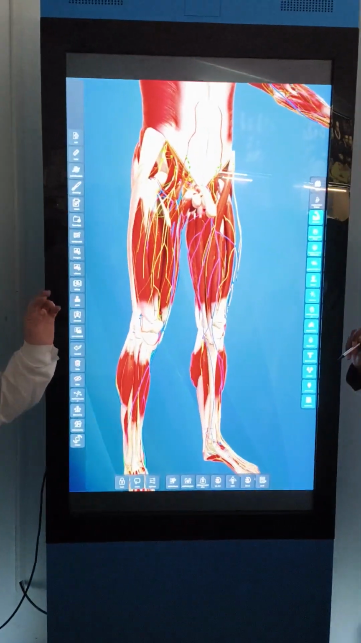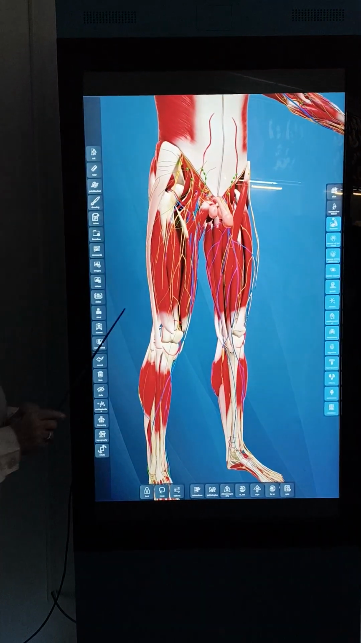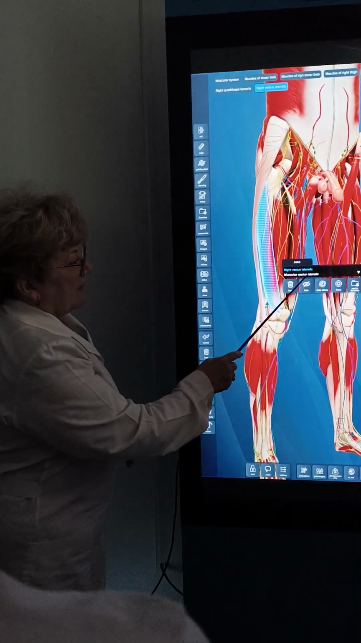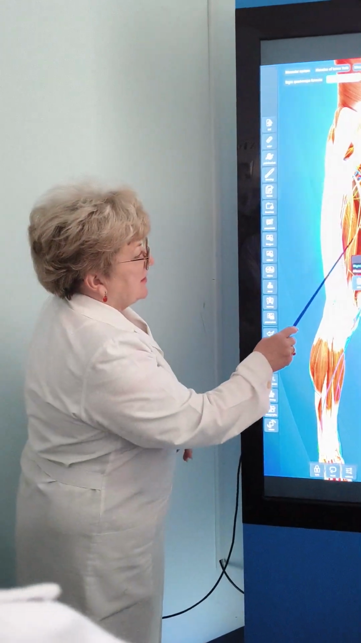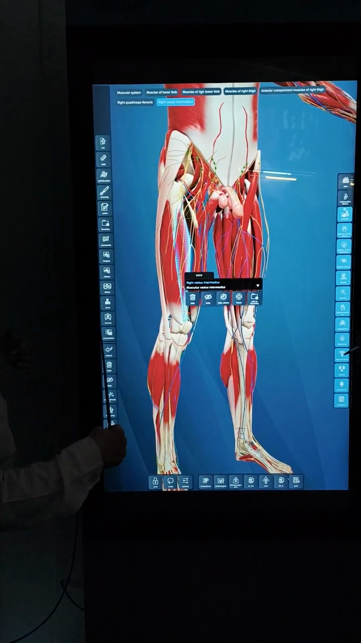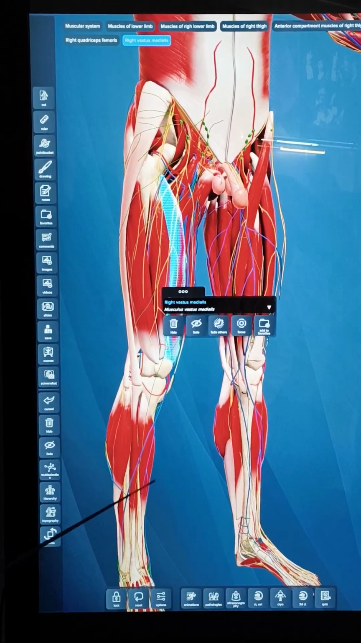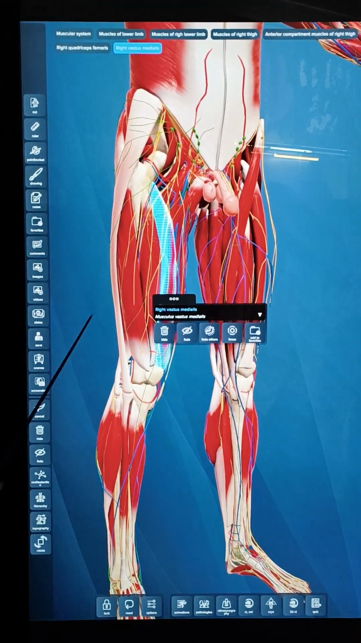This has the name vastus: vastus lateralis, vastus intermedius, and vastus medialis. Cutting these three muscles.